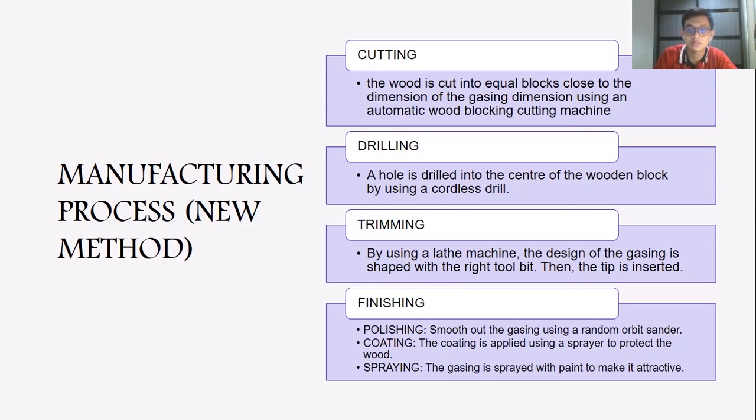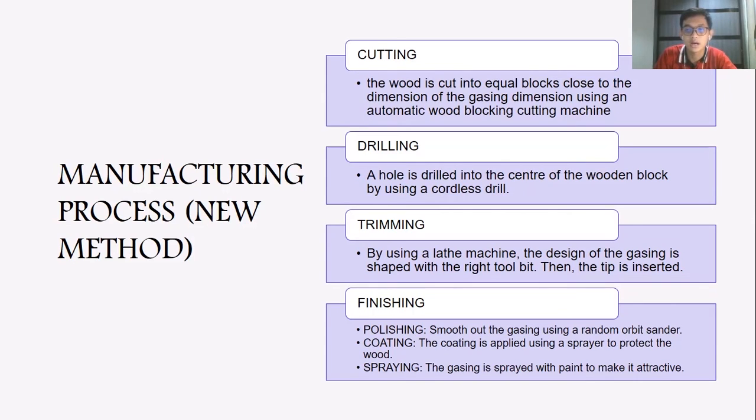The third process is trimming using a lathe machine. The design of the gasing is shaped with the right tool bit. Then the tip is inserted. For the finishing part, there are three processes here, which are polishing, coating, and spraying.